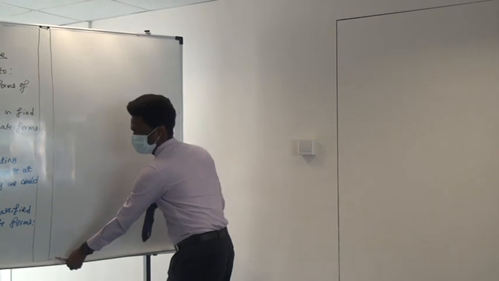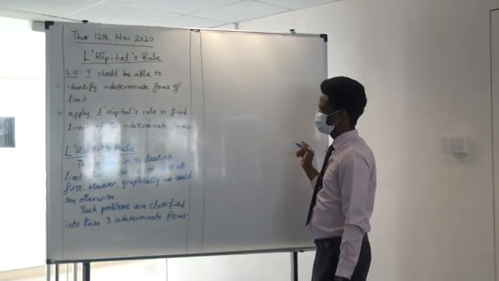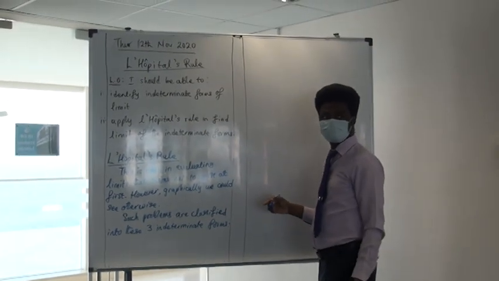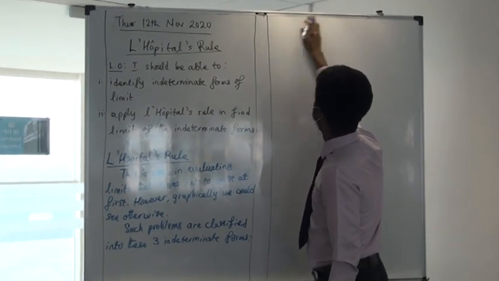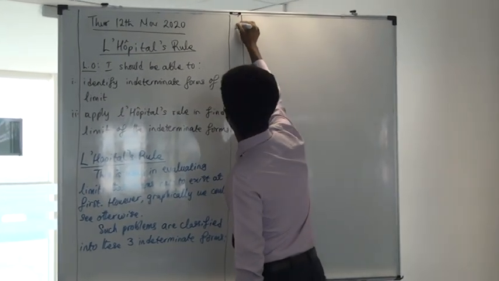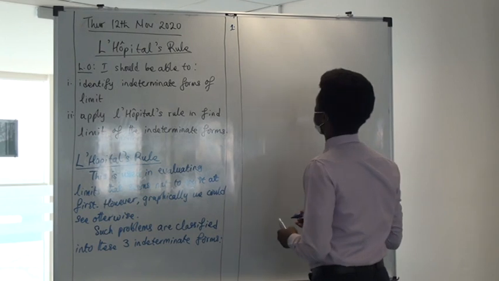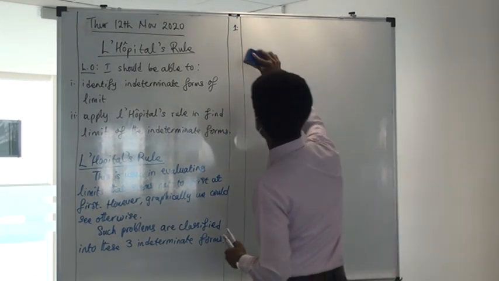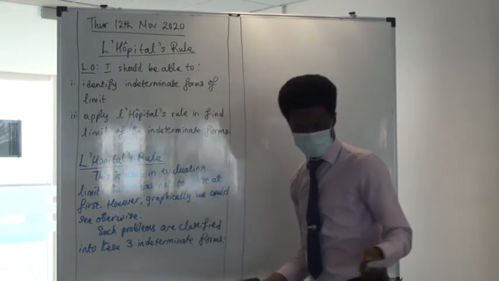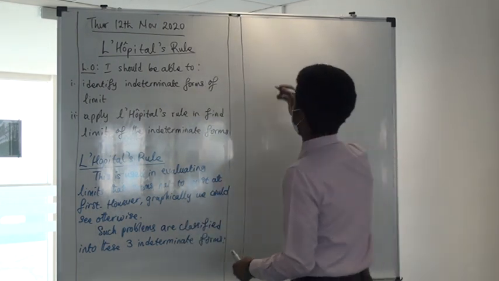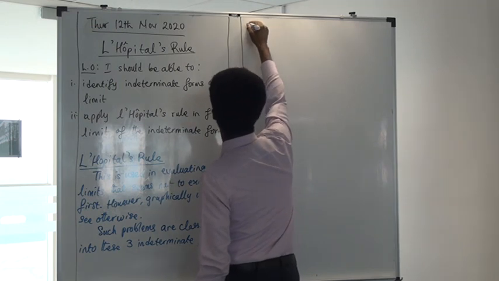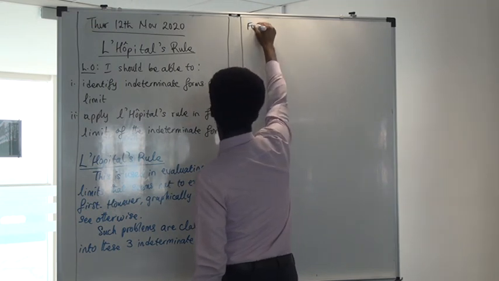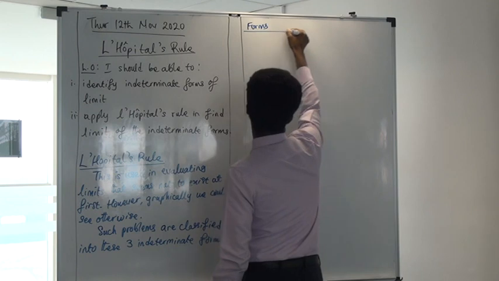Can you see now? So 1. Maybe I put it in tabular form. It's easier. I just use the formats in the book, just to put it in tabular form. So the forms and their description.